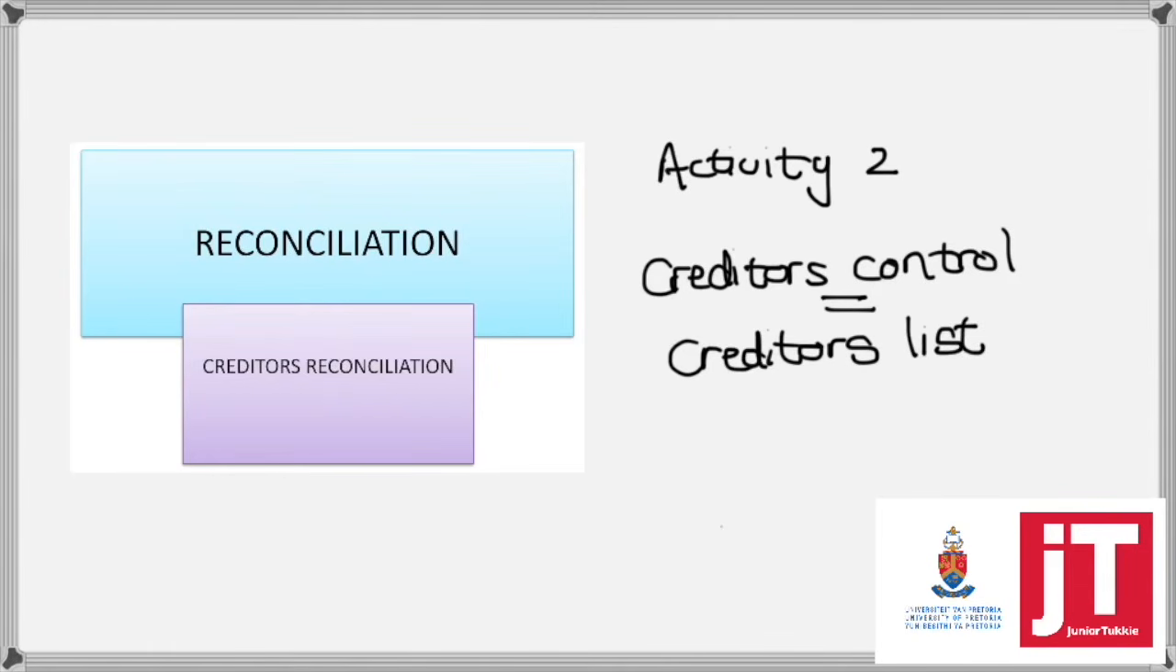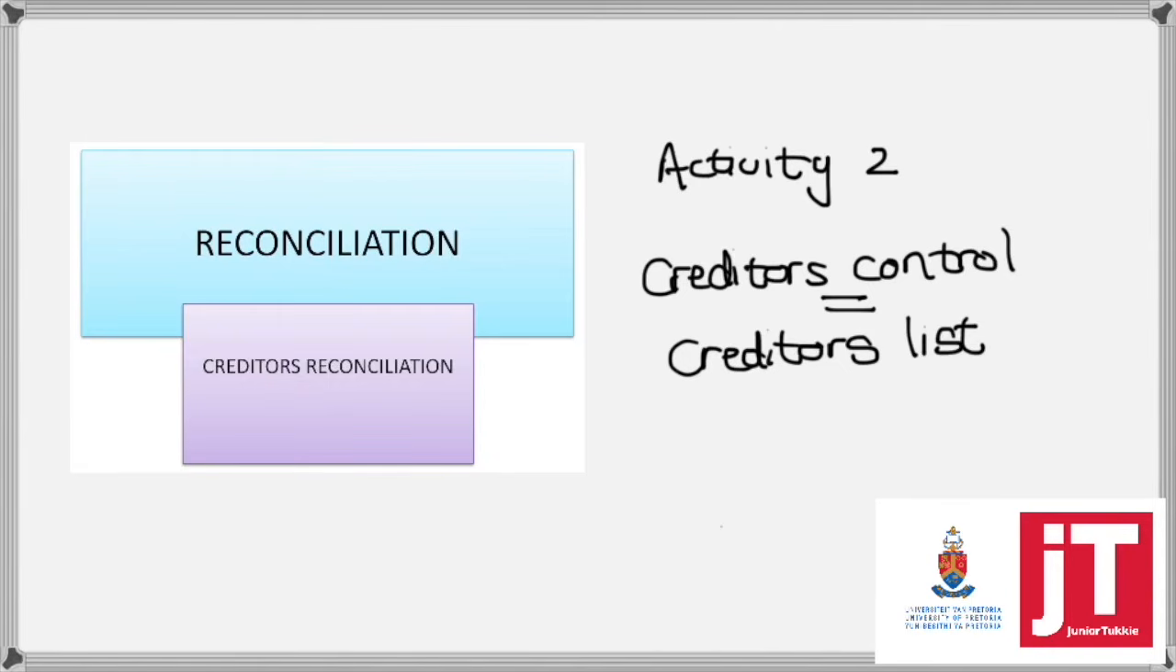Why should this be equal? If I've taken a transaction to the relevant journal and from the journal we've posted it to the individual's account, which is the creditors ledger, from there I compile the creditors list, and we've taken the totals from the journals to the control account, which is a summary of all my creditors. If we've done the process correctly, it means that the creditors control account should be equal to the creditors list.